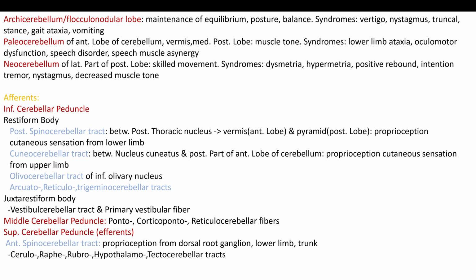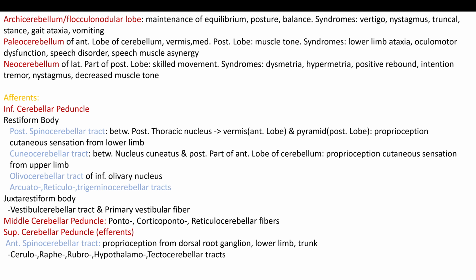And then we come already to the juxtarestiform body, with the vestibulocerebellar tract, primary vestibular fibers, and the middle cerebellar peduncle, containing only the sensory afferent fibers, with the pontocerebellar tract, corticopontocerebellar fibers, reticulocerebellar fibers. Then there's the superior cerebellar peduncle, containing mostly efferent fibers, motor fibers from cerebellar nuclei.